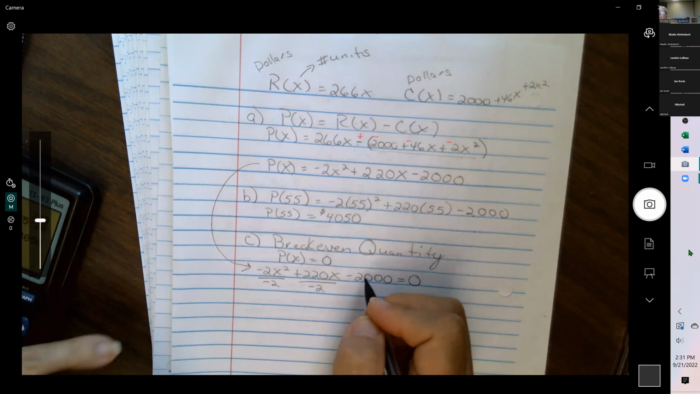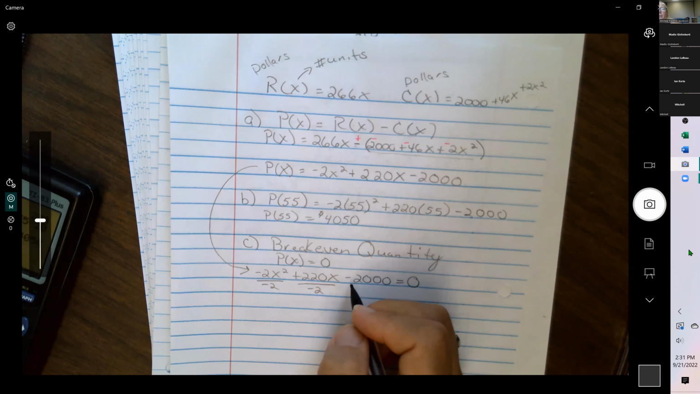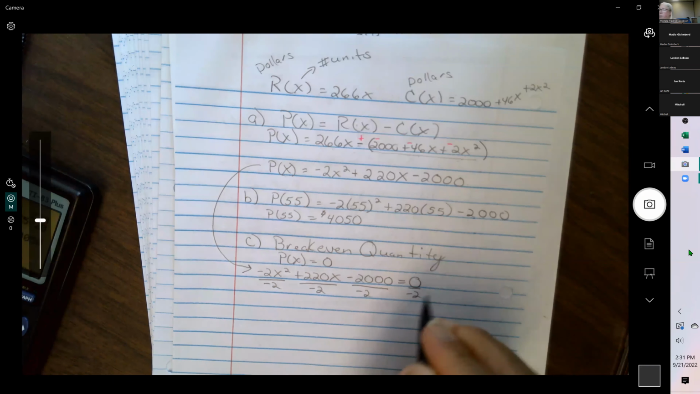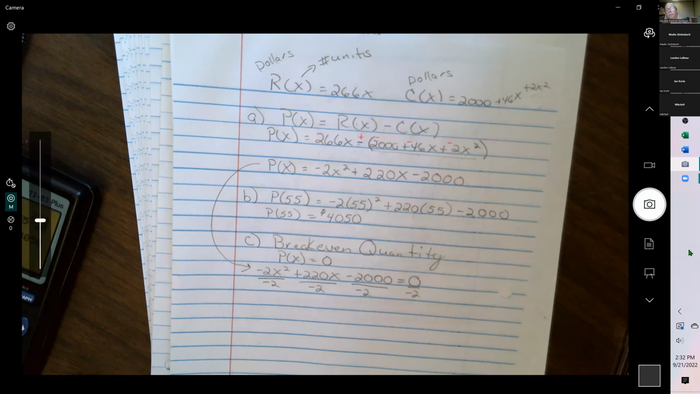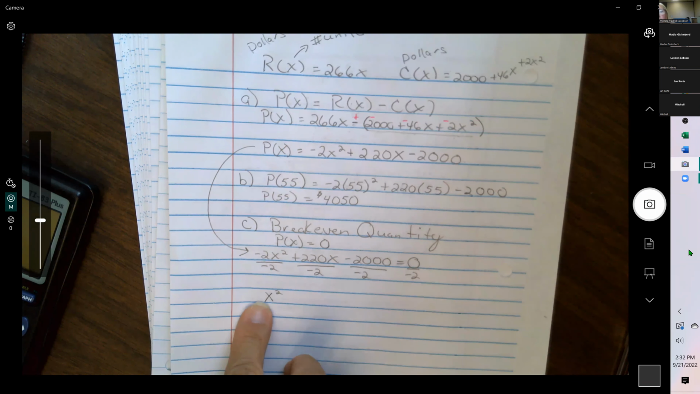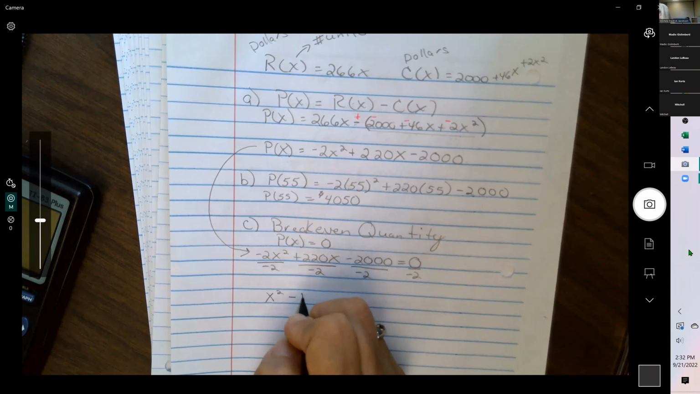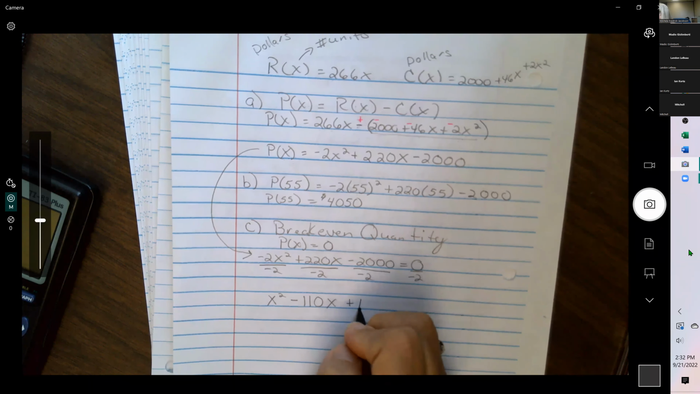Now, if it's not divisible evenly, then I wouldn't divide, because you don't want to work with fractions. But since -2 goes into all 3 terms on this side and 1 on this side, so all 4 terms, make your numbers smaller. Now we have a positive x squared. Here we're going to have a negative 220 divided by 2, which is 110, and this becomes a positive 1000.